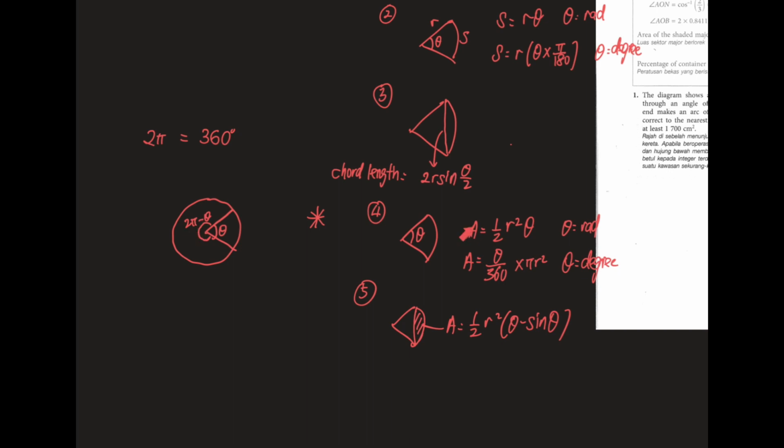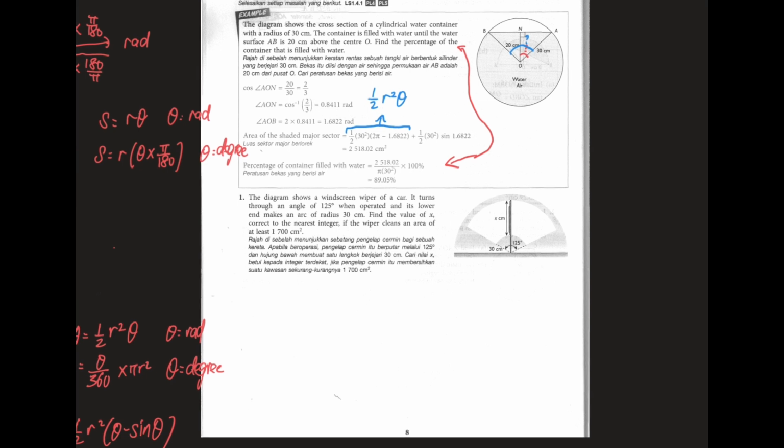Based on this formula, if you do area equal to 1 over 2 r squared times 2 pi minus theta, then you will get the area of the major sector, which is here. This is the extended one. Now let's come back to this.